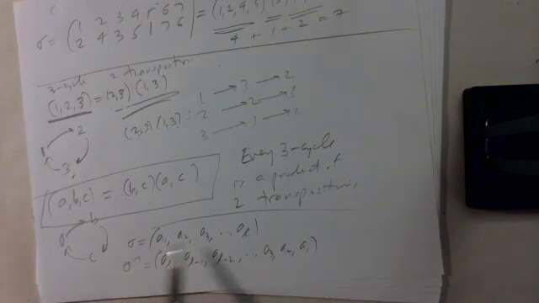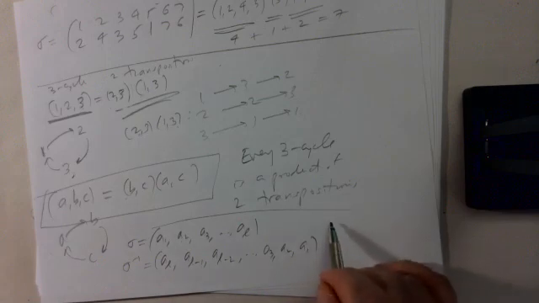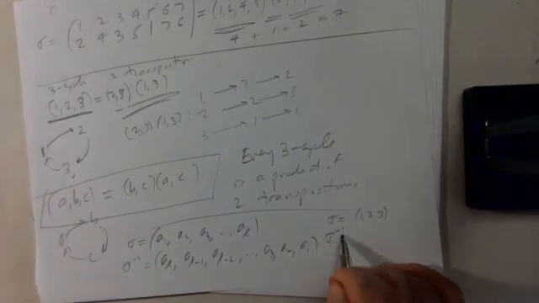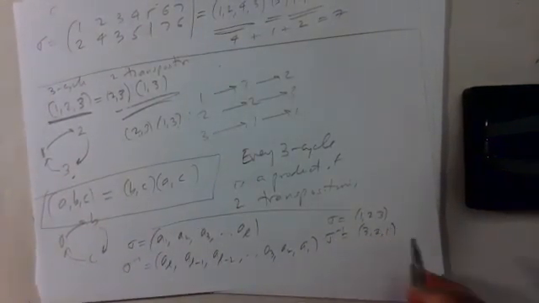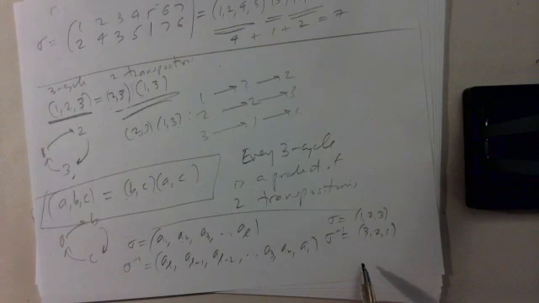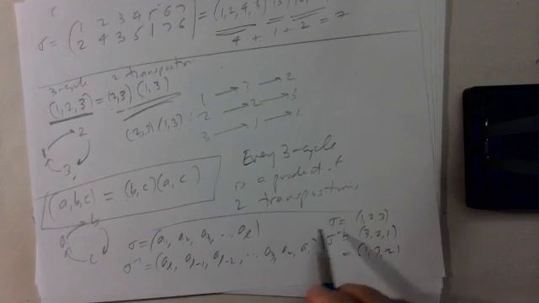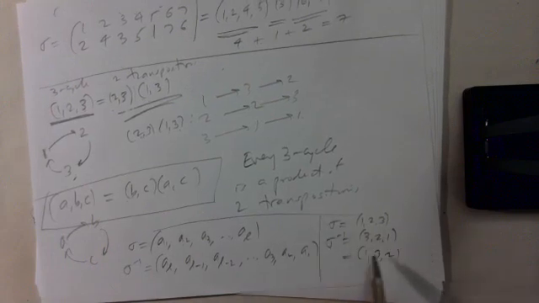So if you have a cycle, you can write down its inverse in the group just by writing the cycle in reverse order. So if you have sigma is the cycle 1, 2, 3, then sigma inverse is 3, 2, 1. Which is, if you like, the same as 1, 3, 2. Doesn't matter where you start. 3, 2, 1, 3, 2, 1.